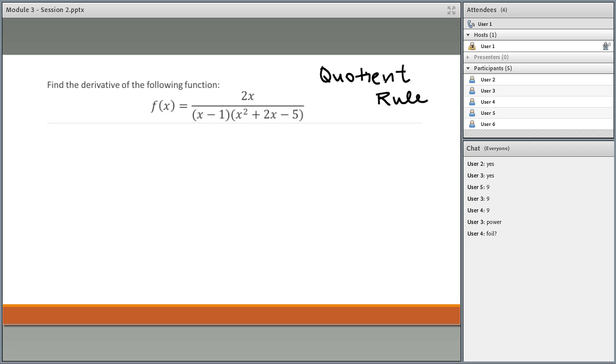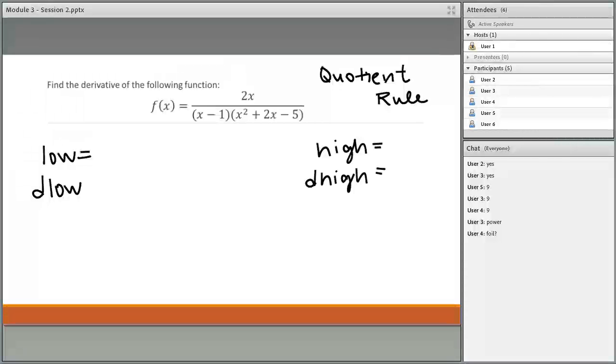So I do have a quotient. So I know I need to set up low and high. And then I'll also need d low and d high. Well, low is the function in the denominator.